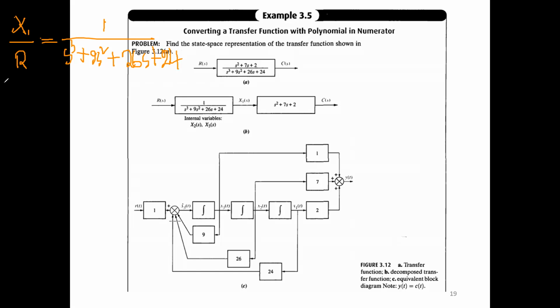Okay. Now here, if you do the cross multiplication, then you will get this. Just multiply it. s cube plus 9s square plus 26s plus 24, times X1 is equal to R. Now you'll take the inverse Laplace transform of this.